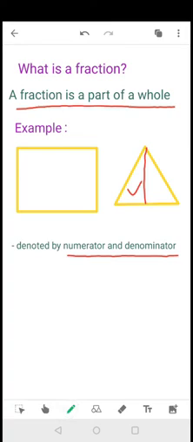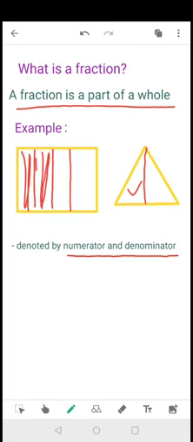Let us divide this square into 4 equal parts. And now I am going to shade 1 and 2 parts. How to write the fraction now? First we will put one fraction bar. What is denominator? We will write first. Denominator is the total number of parts in the figure. What is the total number of parts? 1, 2, 3 and 4.